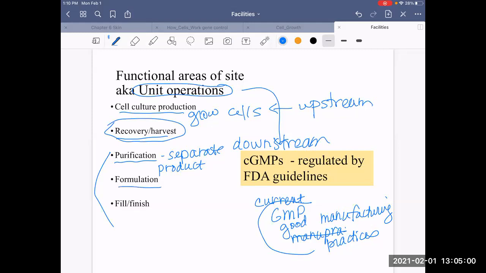Okay, so formulation means we're going to take the product and we're going to stabilize it and put it into a dose. Okay, so we're going to make sure that it's ready to go into the patient. Okay, and then fill means we're going to put it into the bottles, and then finish means it's going to be labeled and sealed up. Okay, sometimes the formulation and the fill and the finish can happen at another facility.